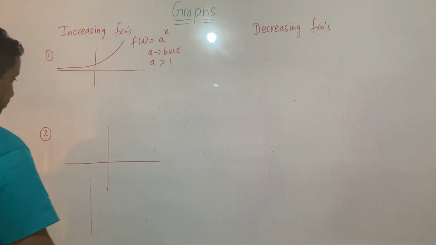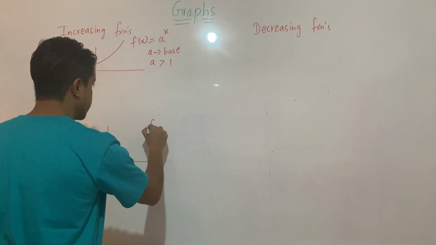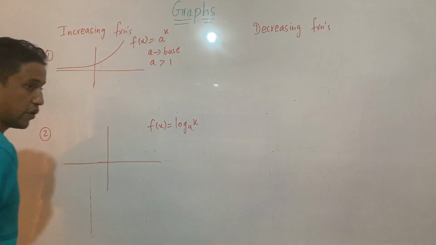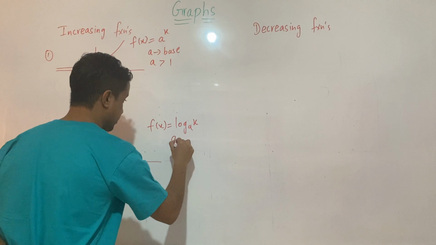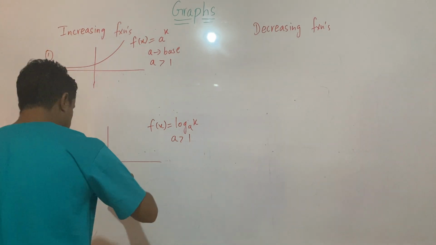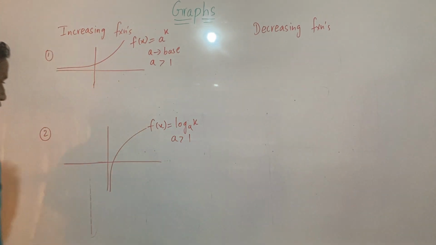And I'm going to take here the logarithmic function, f(x) equals log of x to the base a, where a is greater than 1. Okay, so if a is greater than 1, then our graph is going to be like this, right?